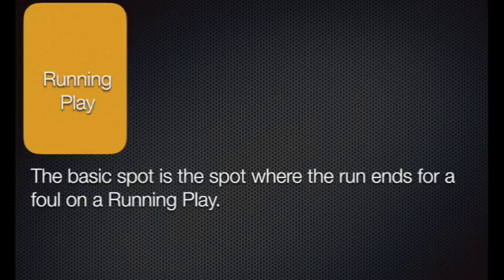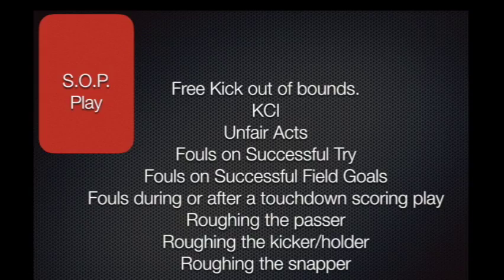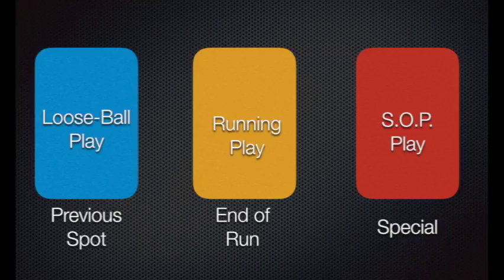So now let's just go through this hopper. A running play hopper is a basic spot that is the spot where the run ends for a foul on a running play. The run ending could also be the related run, and that's when we have loose ball following a run, when player loses possession. The basic spot for fouls that occur with statement of penalty plays, free kick out of bounds, KCI, unfair acts, successful tries and field goals, fouls during or after a touchdown scoring play, and the three roughings. These are the three basic spots. And this is really, really important that you identify the segment of the play that the foul occurred.